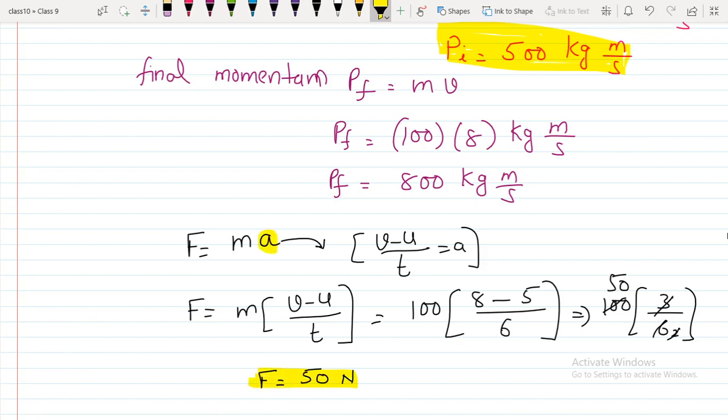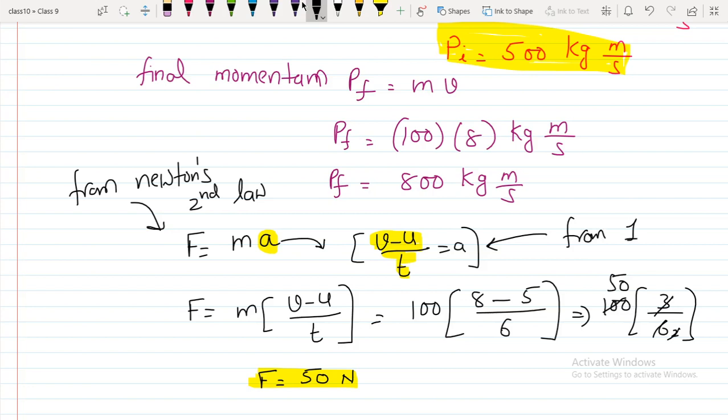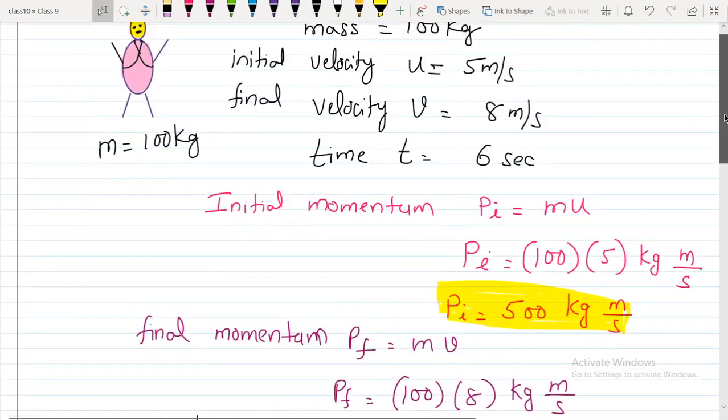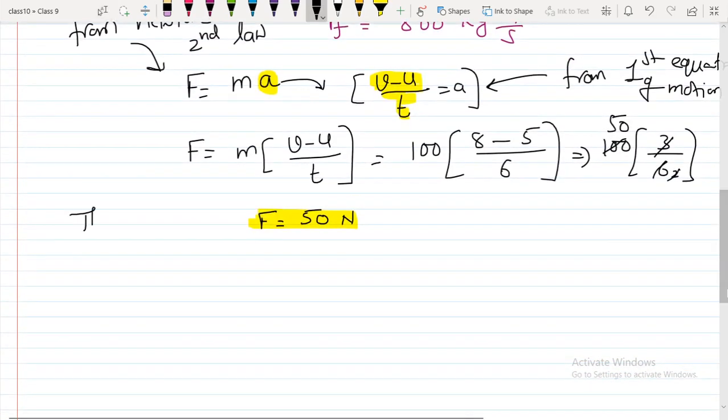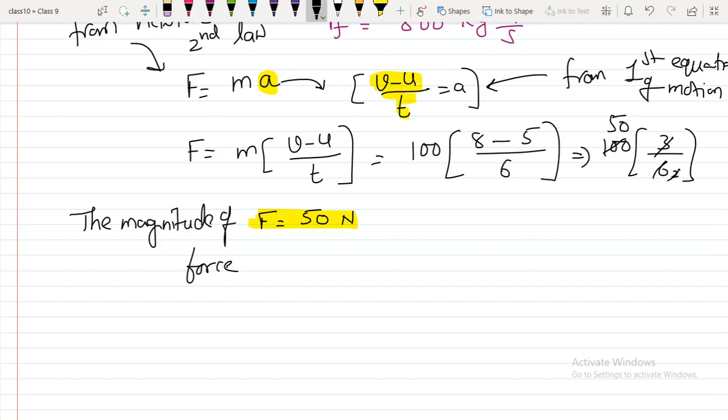So here remember, in the place of acceleration we use from the first equation of motion. So here I can mention from Newton's second law. And at here from first equation of motion. So finally, the magnitude of force exerted on the object F equal to 50 newtons.